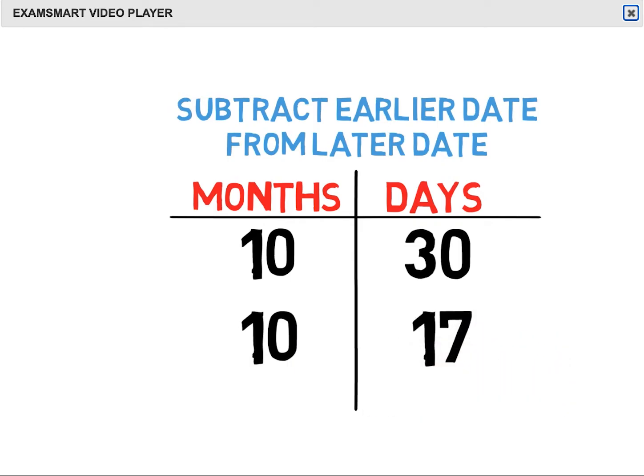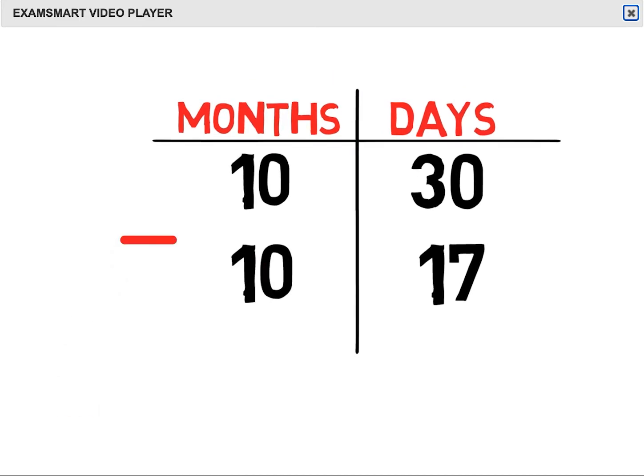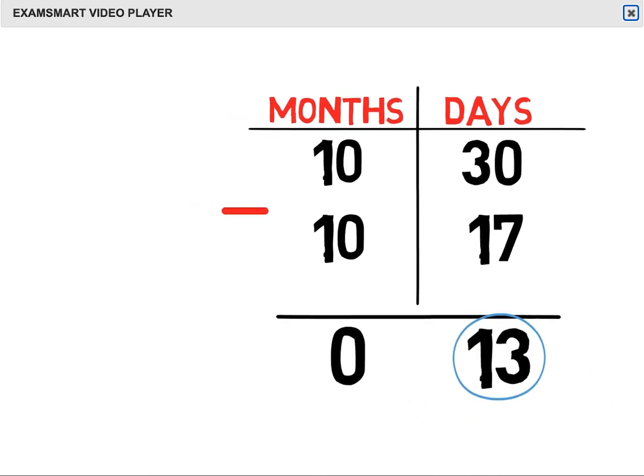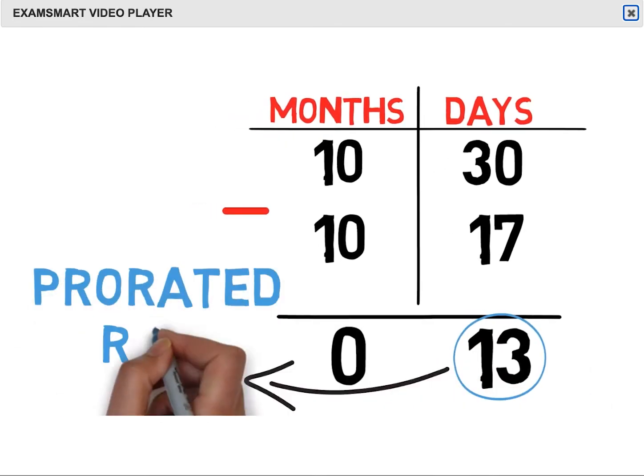Then we subtract. And we subtract the same way they taught us to back in grade school. We start at the far right, work our way back left. So 30 days minus 17 days is 13 days. 10 months minus 10 months is 0. So what this tells us is that we have 13 days here for the prorated rent.